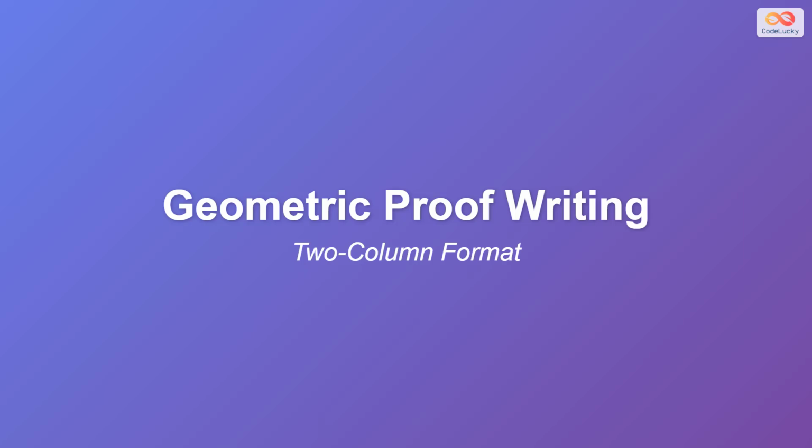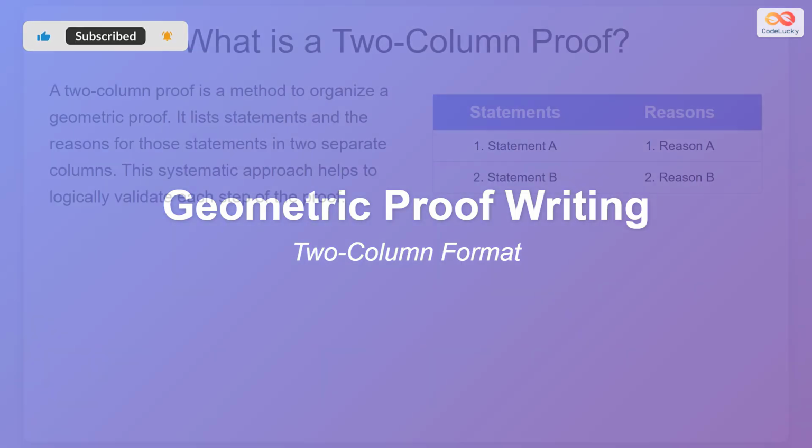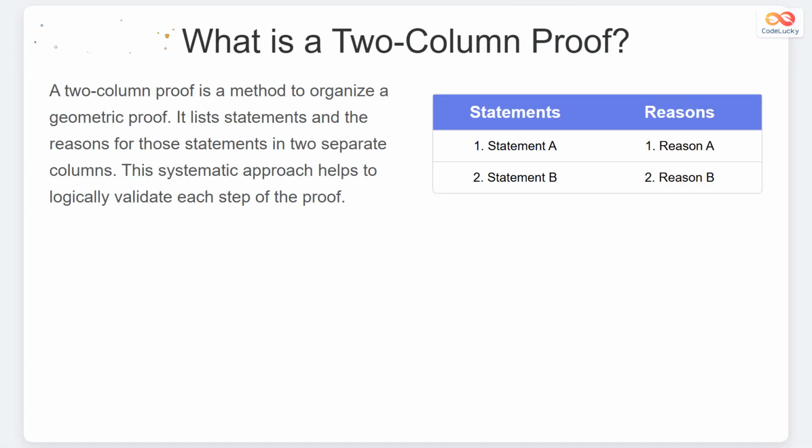Today, we're focusing on the two-column format, a foundational skill in geometry for organizing statements and reasons systematically. A two-column proof is a structured way to present a logical argument. On the left side, you list your statements, and on the right, you provide the reasons that justify each of those statements. This method ensures every step is clearly supported.